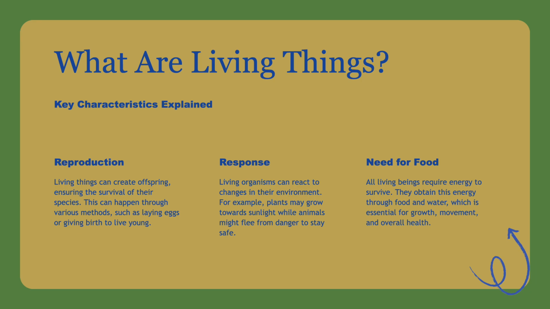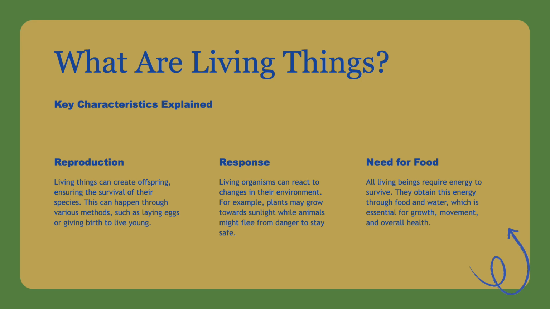Number 4. Reproduction. Living things can create more of their own kind. Animals have babies, birds lay eggs, plants make seeds. This keeps their species alive. Response to environment. Living things react to changes around them. If you touch something hot, you move your hand away. Plants turn towards the sun because they need light. Animals run away from danger.